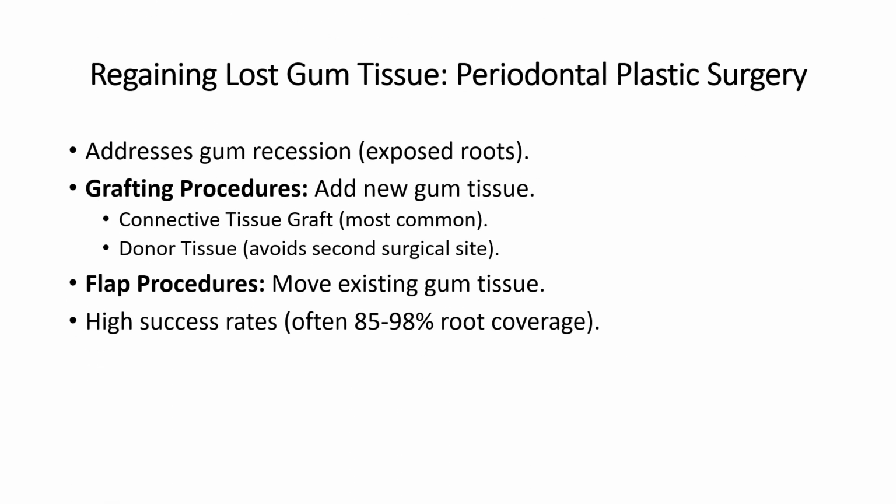While the primary goal of osseous surgery is to create a healthier foundation, you might be concerned about gum recession, which can expose tooth roots and cause sensitivity. The good news is that modern periodontal plastic surgery offers highly effective solutions to address lost gum tissue. These are separate procedures designed to either add new gum tissue through grafting, often from your own palate or using donor tissue, or to move existing gum tissue to cover exposed roots. These procedures have very high success rates, often achieving 85% to 98% root coverage, which significantly improves aesthetics, reduces sensitivity, and protects your teeth from further damage.